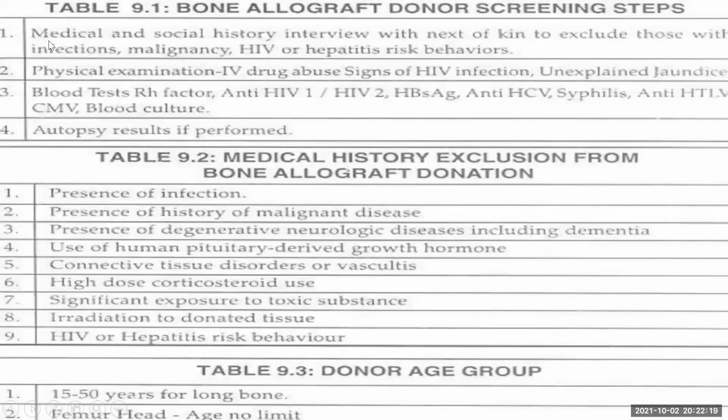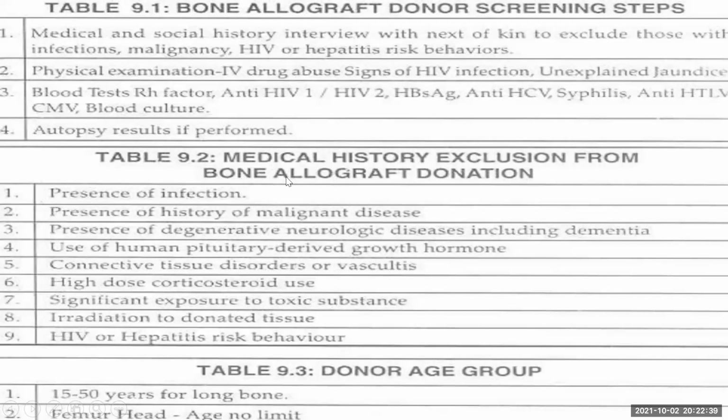So what are the things to be checked? Medical and social history, infection, malignancy, HIV, hepatitis risk behaviors have to be checked. Physical examination, drug abuse and jaundice have to be checked. Blood tests for Rh factor, anti-HIV, HBV, all of this, and autopsy result is performed.